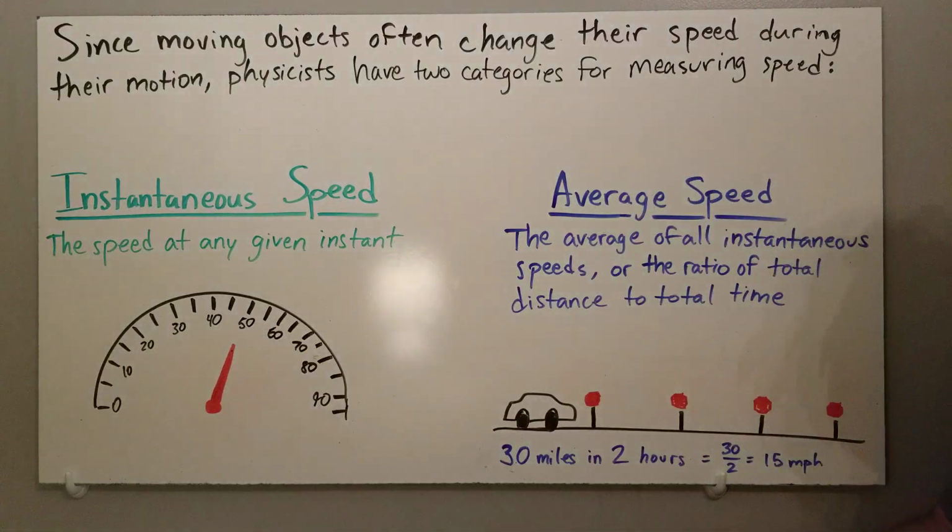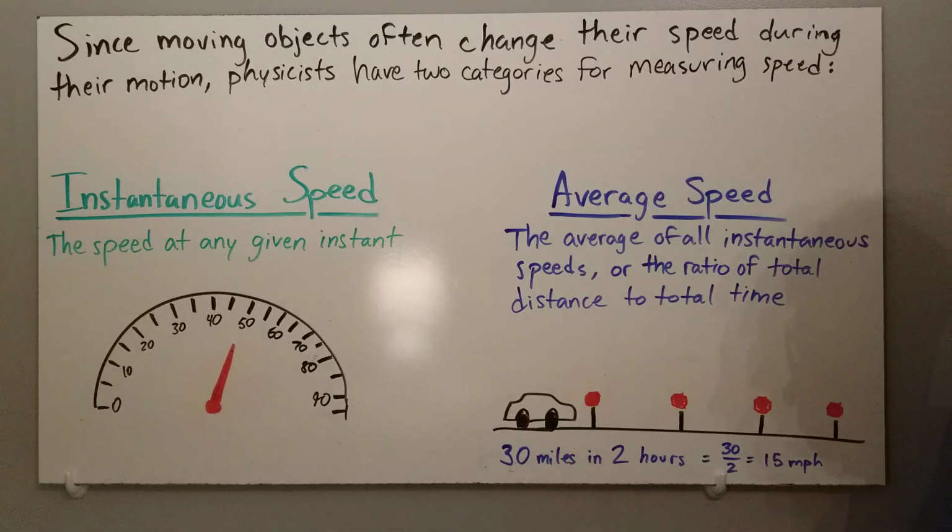The other kind of speed that physicists use is called average speed. And the average speed is simply the average of all of the instantaneous speeds in an object's motion, or you could also find it with the ratio of the total distance to the total time traveled.